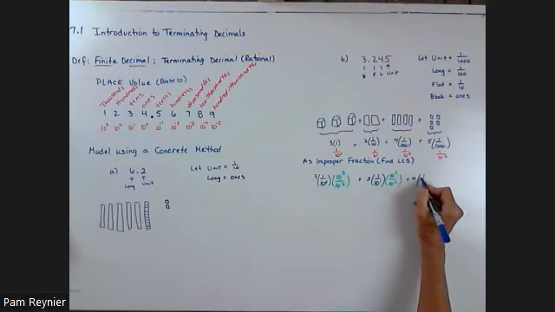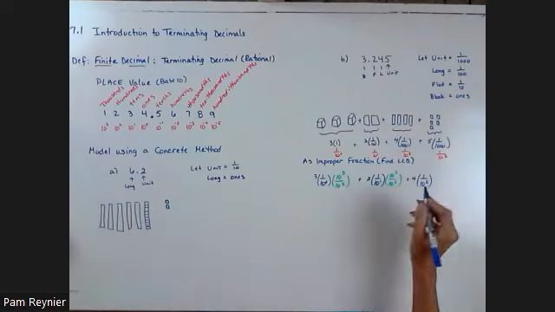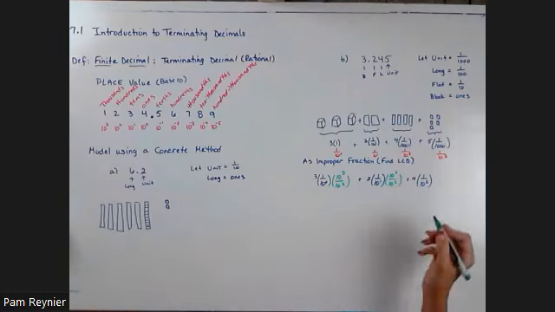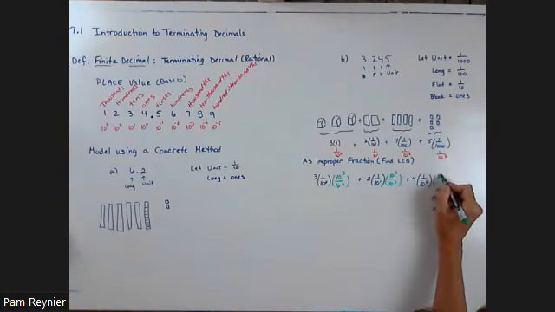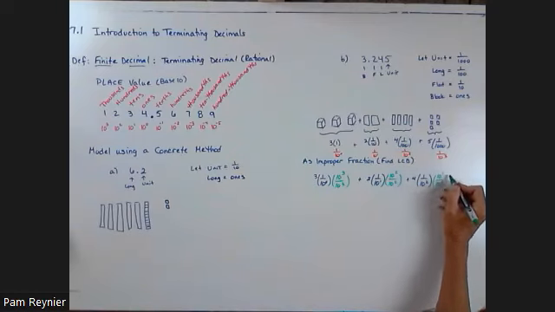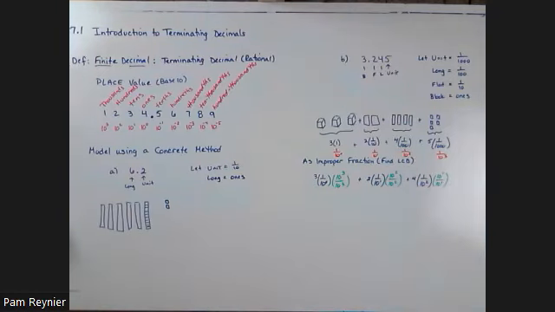Next term, I have 1 over 10 squared, but again, I need it to be 10 to the third. So I need 1 more. So I'm going to multiply 10 to the first over itself. And then the last one already has the denominator we need. And so we already have 10 to the third.